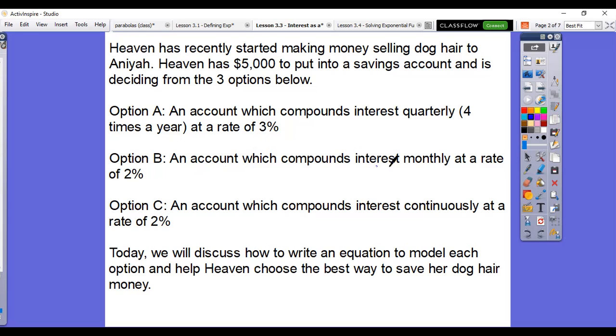So interest is compounded quarterly at a rate of 3%. Option B, compounded monthly at a rate of 2%. And then option C, compounded continuously at a rate of 2%. So today we're going to discuss how to write an equation to model each situation and then help Heaven choose the best way to save her dog hair money.